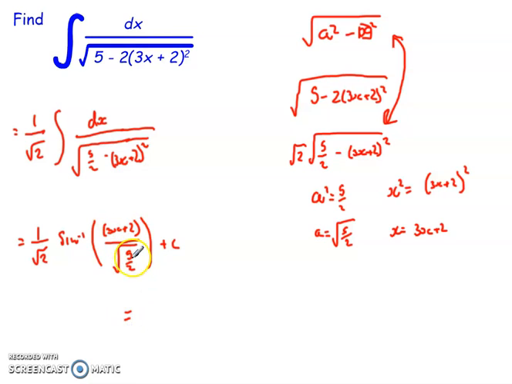So my answer doesn't take a different format. It's still sine minus 1 of x over a. The only difference is my x and my a are slightly more complex in this example. And when I then simplify all this, I end up getting 1 over root 2 times sine minus 1 of, again, same idea as before, square root of 2 over 5.